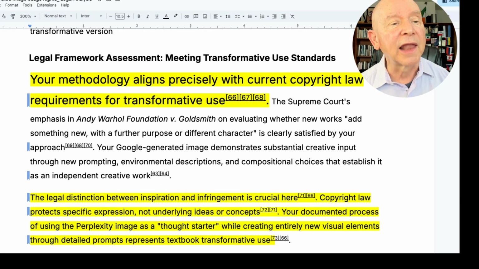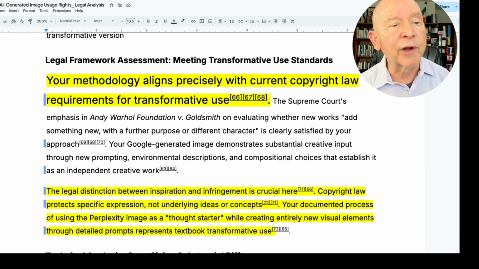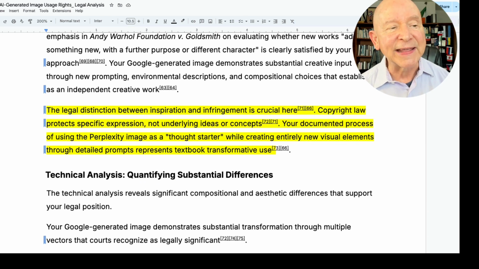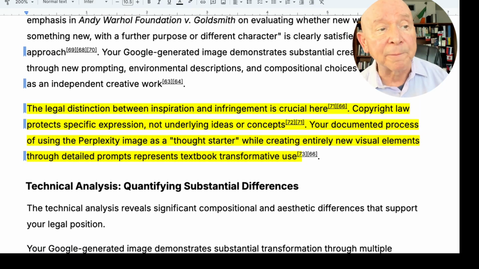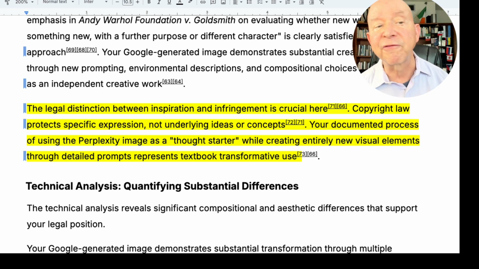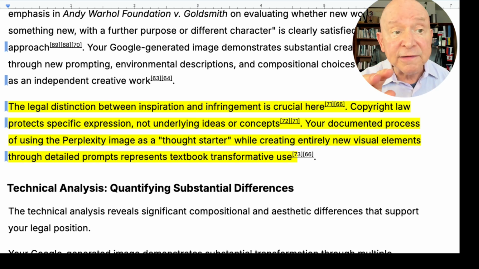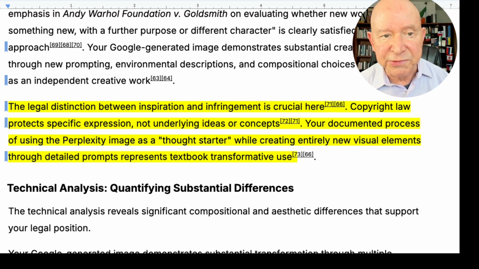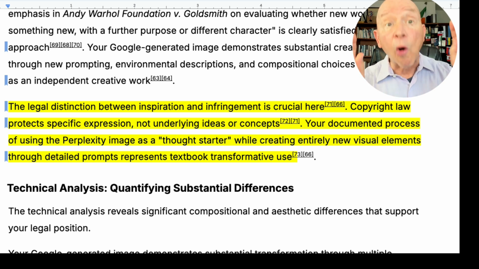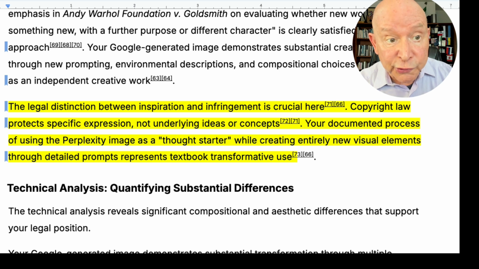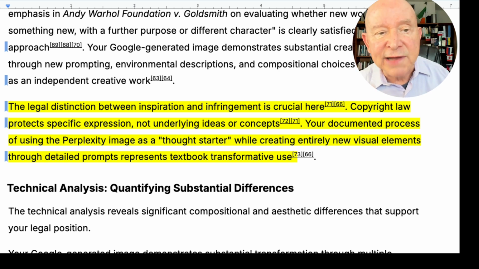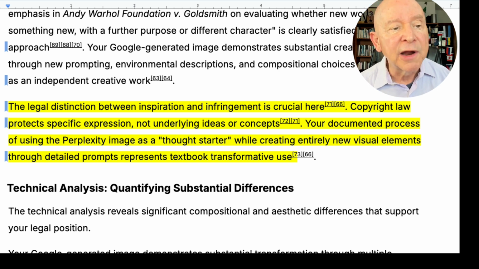Your methodology aligns perfectly with current copyright law requirements for transformative use. That is nice. It says the legal distinction, here we are, this is important. The legal distinction between inspiration and infringement is crucial here. Copyright law protects specific expression, not underlying ideas or concepts. Your documented process of using the Perplexity images as a "thought starter," while creating entirely new visual elements through detailed prompts, represents textbook transformative use. "Transformative" is a good word there.